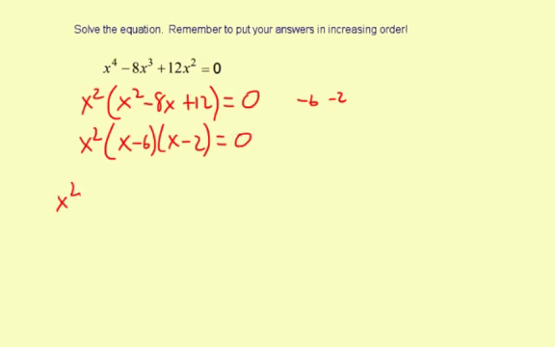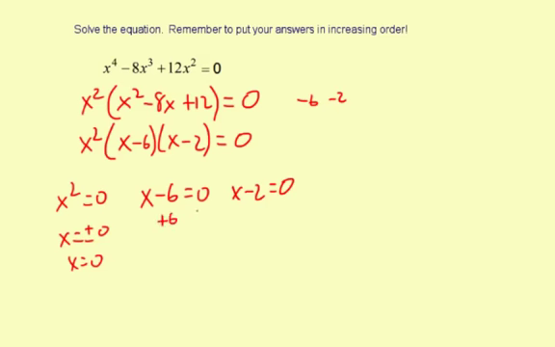So x squared equals 0. x minus 6 equals 0. x minus 2 equals 0. Now x squared equals 0. You can solve by taking the square root on this one, and you get x equals plus or minus 0, which is x equals 0. And this is a repeated answer. Because there's an x squared, you actually have two of them. But it's okay, we'll just write it once, x equals 0.